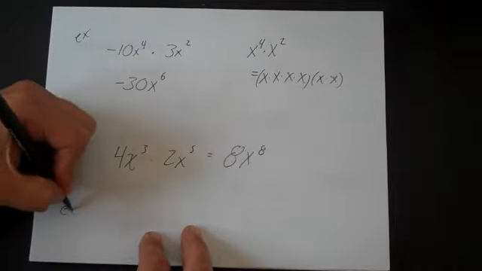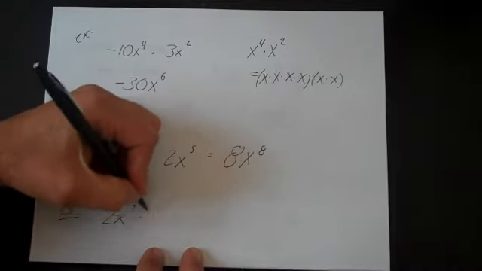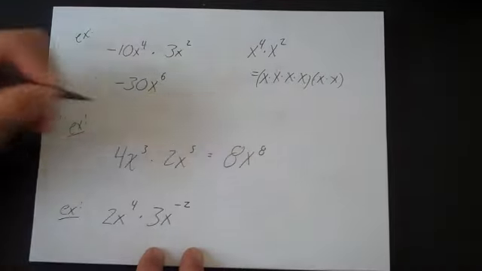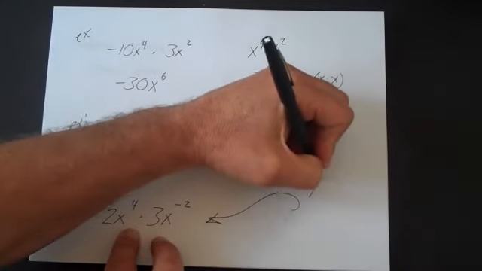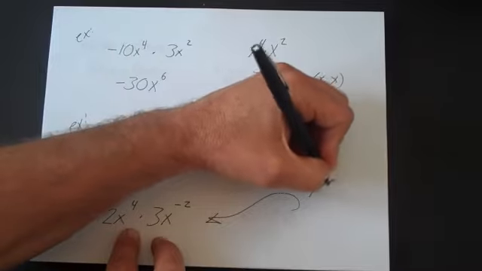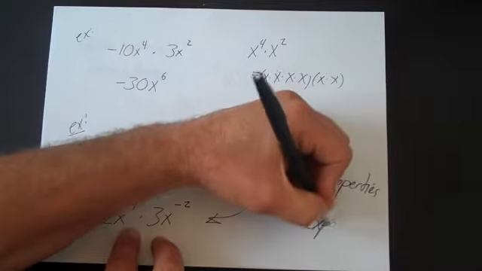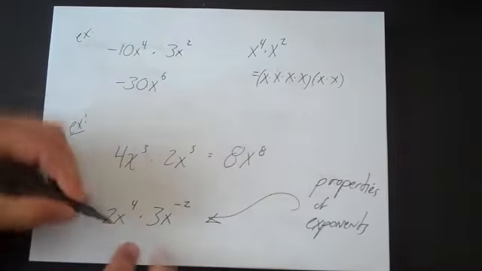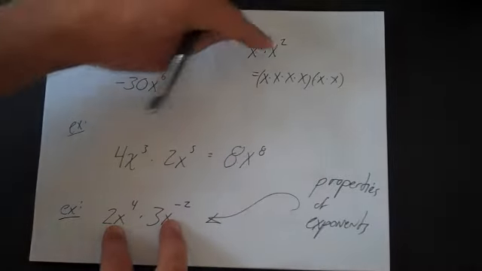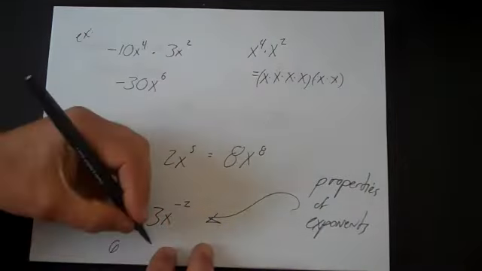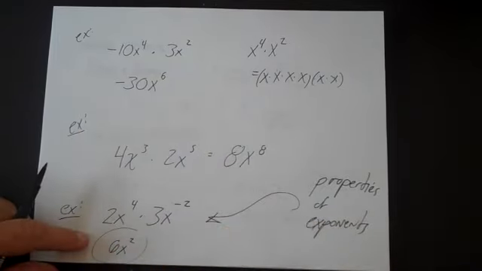You might have a problem which is slightly more complicated, which is 2x to the fourth times 3x to the minus 2. If you have a problem like that, there's a series of videos on properties of exponents, and you can read about those. It's the same idea. 2 times 3 is 6. x to the fourth times x to the minus 2. Notice what we did here. We added the 4 and the 2. Here we add the 4 and the minus 2. 4 and minus 2 is 2, so x squared. So you get that. But if you don't understand that, just watch the video on properties of exponents.